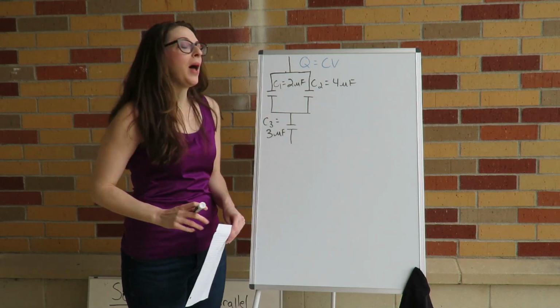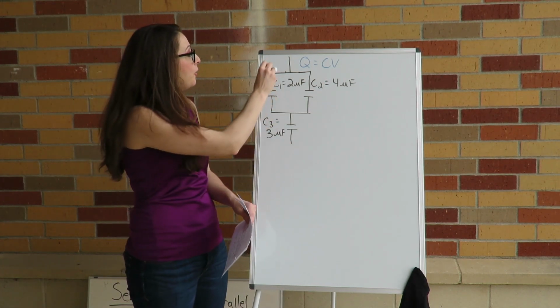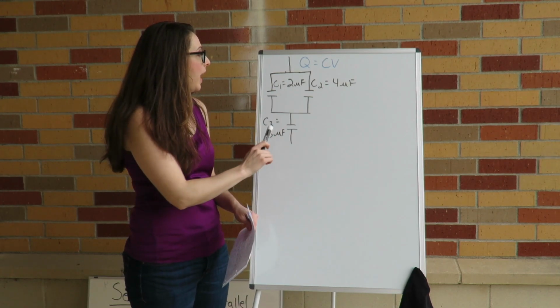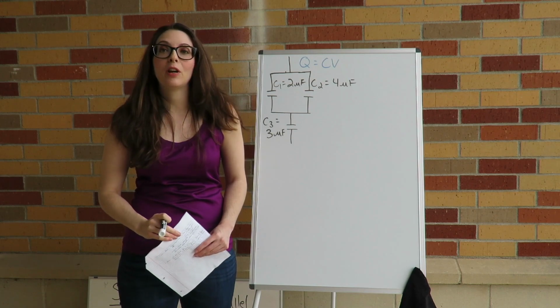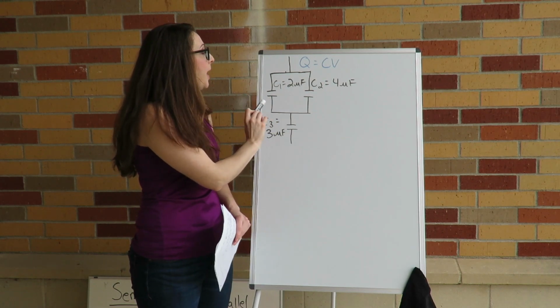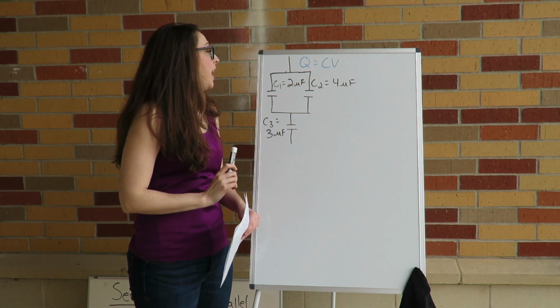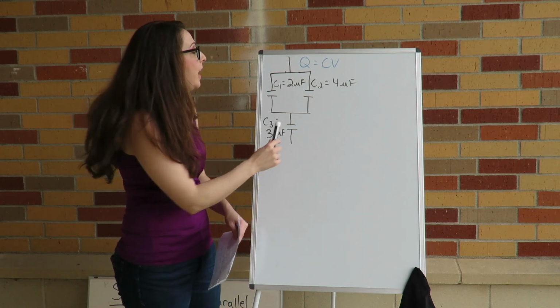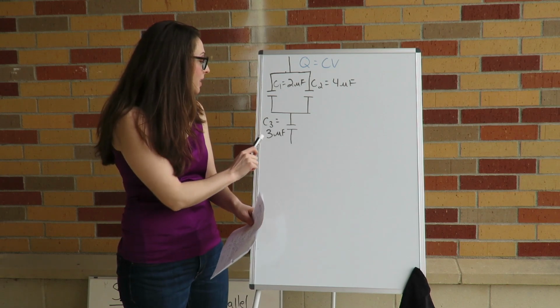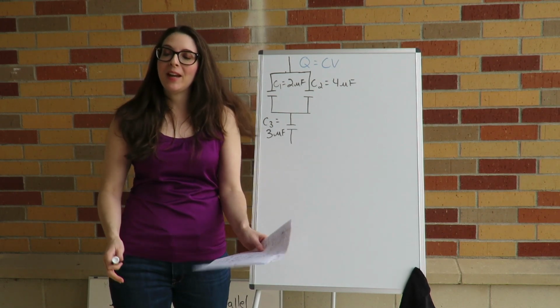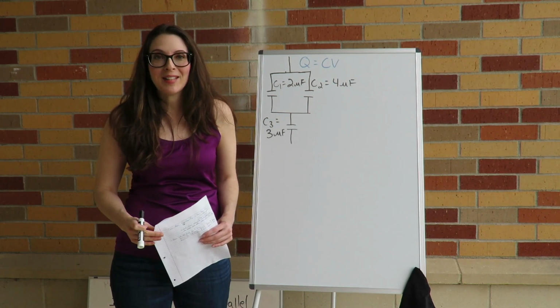So here's my capacitor setup. I have two capacitors that are in parallel, and those two capacitors in parallel are in series with a third capacitor. What I'm calling capacitor 1 has a capacitance of 2 microfarads, capacitor 2 has 4 microfarads of capacitance, and capacitor 3 has 3 microfarads of capacitance.